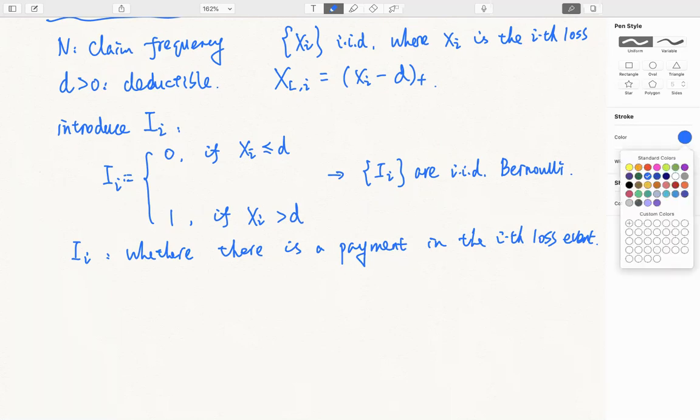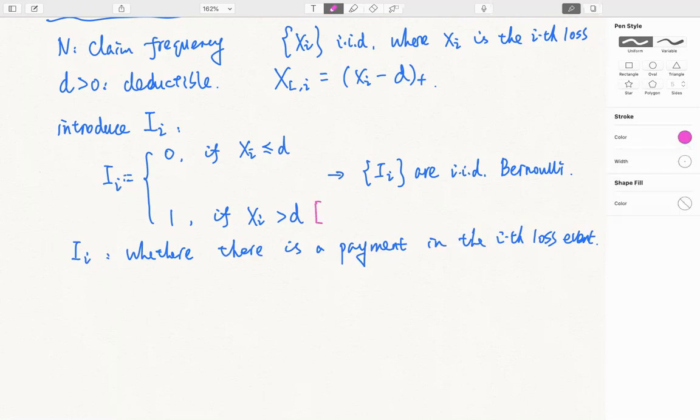So let me use a different color. This means it is a payment. The i's loss event is also a payment event. Obviously, for this one, it is not a payment event. Okay, I think that is quite obvious, right? That is basically by the definition of this new random variable.